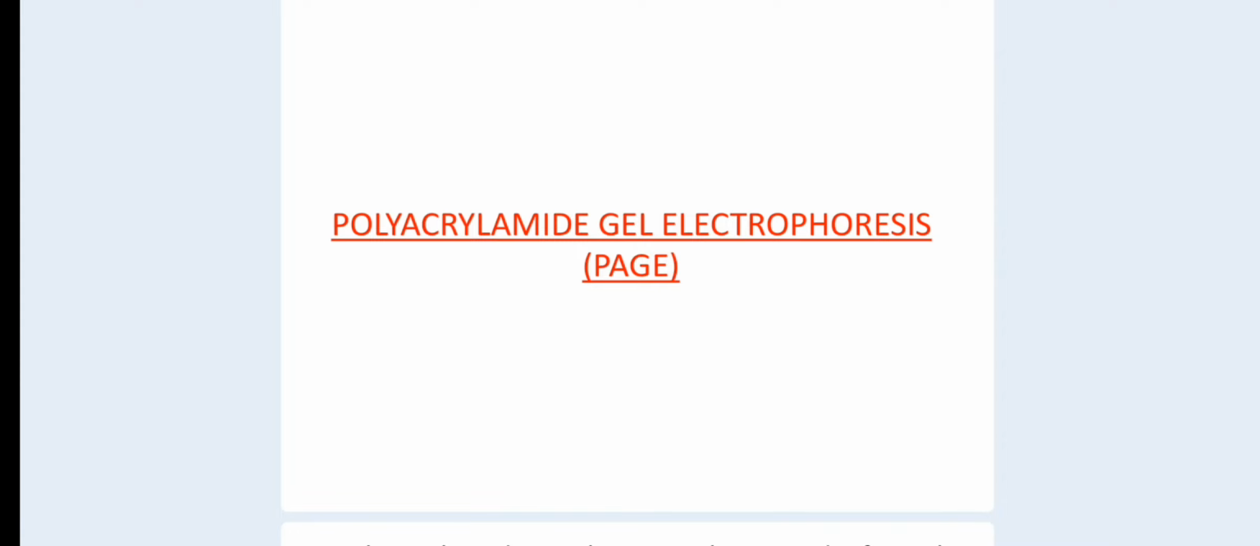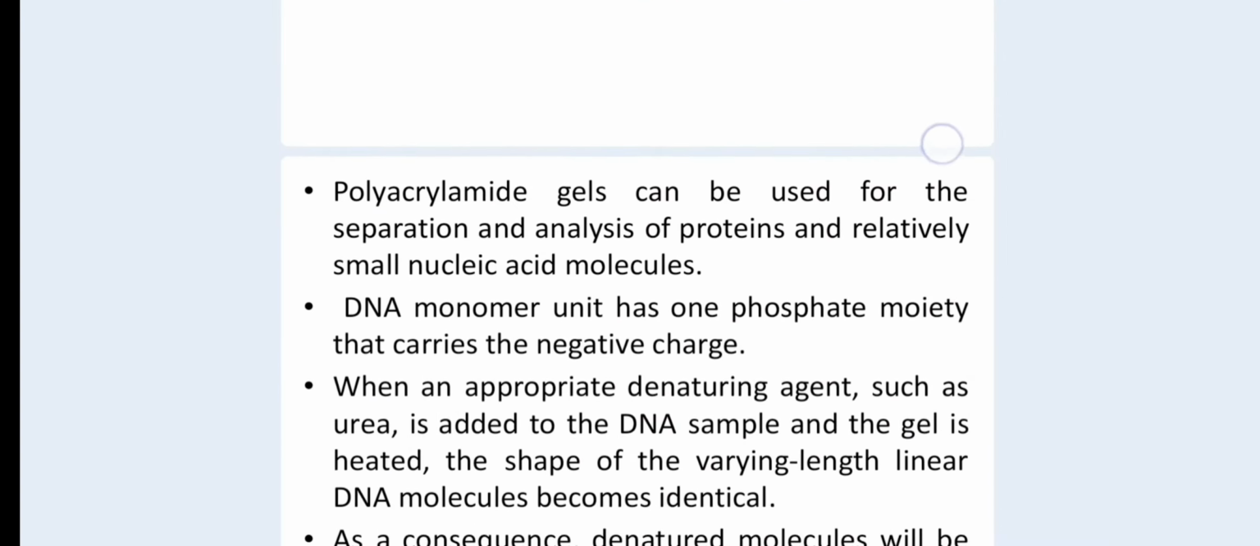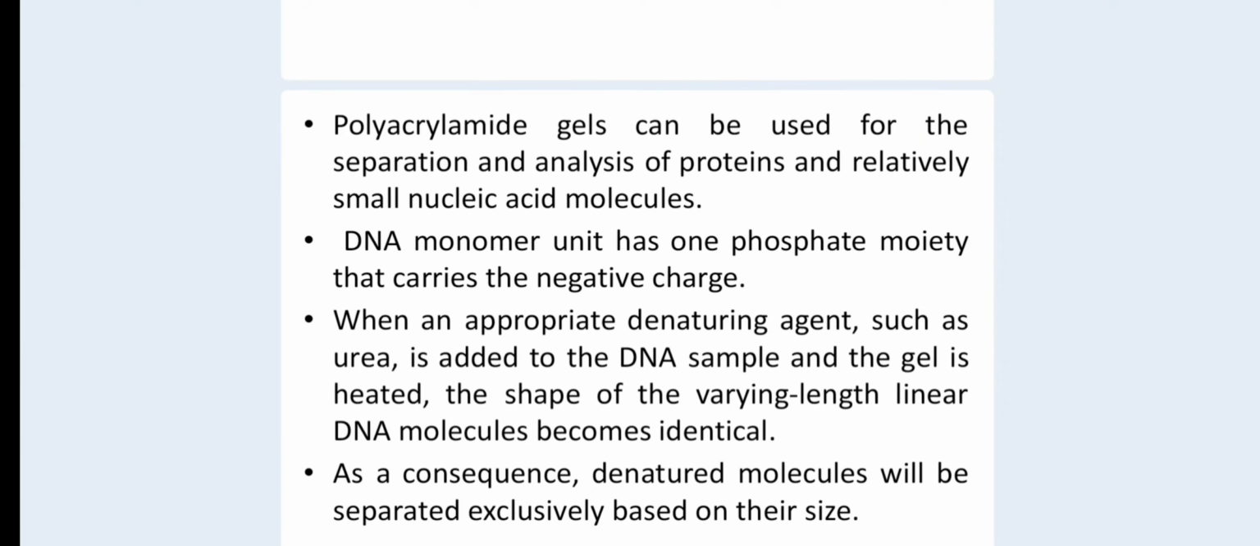Next is polyacrylamide gel electrophoresis, or PAGE. Polyacrylamide gels can be used for the separation and analysis of proteins and relatively small nucleic acid molecules. DNA monomer units have one phosphate moiety that carries the negative charge. When an appropriate denaturing agent such as urea is added to DNA samples and the gel is heated, the shape of varying length linear DNA molecules becomes identical. As a consequence, denatured molecules will be separated exclusively based on their size.